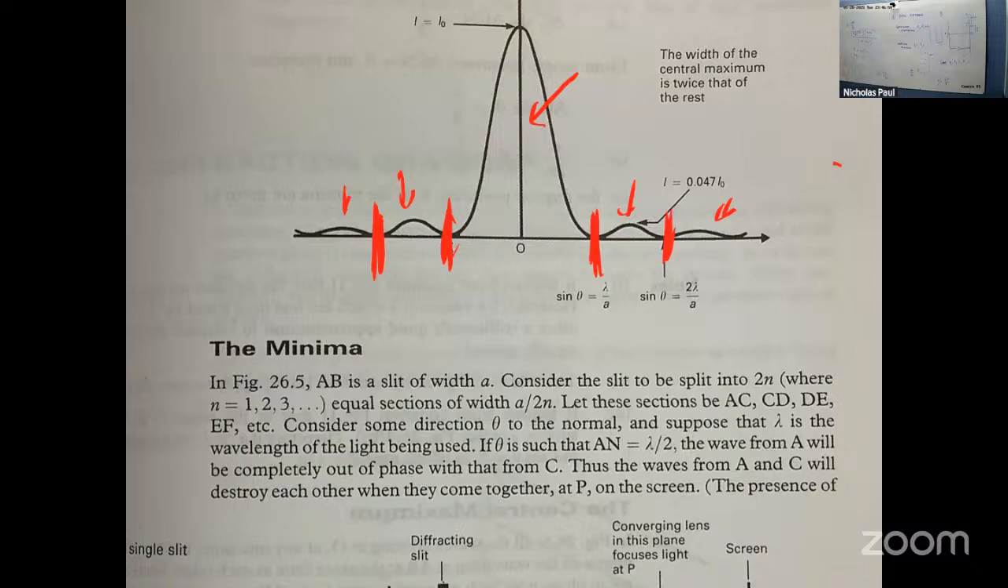So we're trying to explain the minima. Would the minimum be constructive interference or destructive interference? Minimum, that's these dark spots here. It will be destructive. So for destructive interference, what is the path difference?